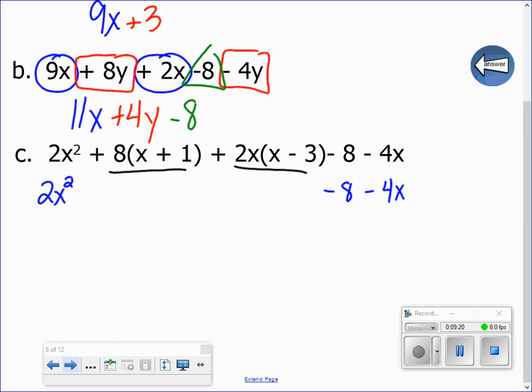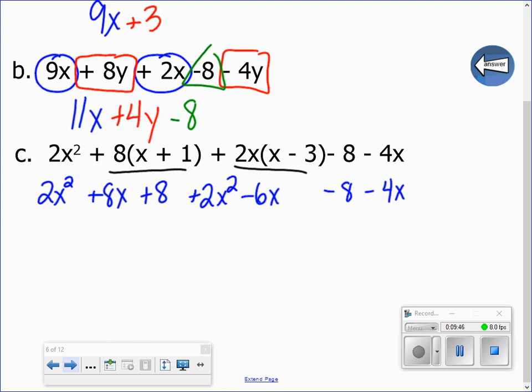Remember, distributive property says to multiply the number on the outside by both of the terms on the inside. So we have 8 times x, which is 8x. 8 times 1, which is 8. We have 2x times x, which is 2x squared. X times x is x squared. Minus 6x, because that's going to be the 2 times the minus 3. And then we have all of the other terms that are there.